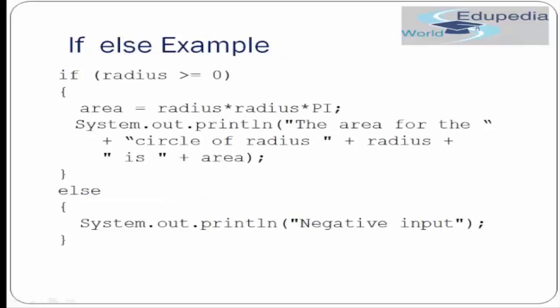This is an example of the if-else statement. In this example, we are checking if radius is greater than or equal to 0, then we are calculating the area and printing out that area. In the else case, if the condition is false, then we are printing negative input, because if the radius is less than 0, then it will be a negative input. That's what is happening here. In the if condition, if radius is greater than or equal to 0, then we are calculating the area and printing it. Otherwise, we are simply printing negative input. I hope that makes sense.